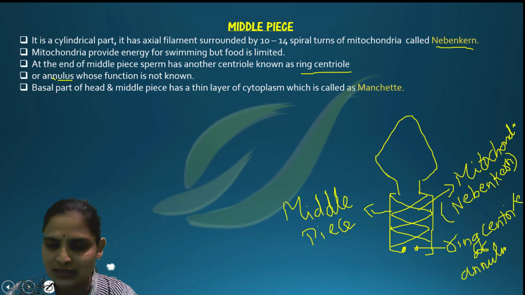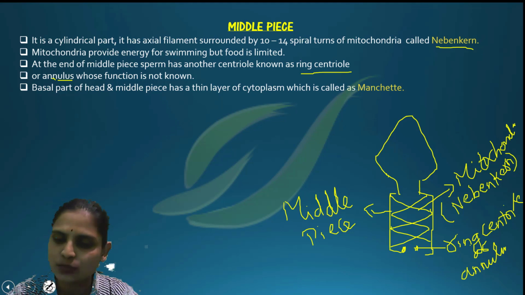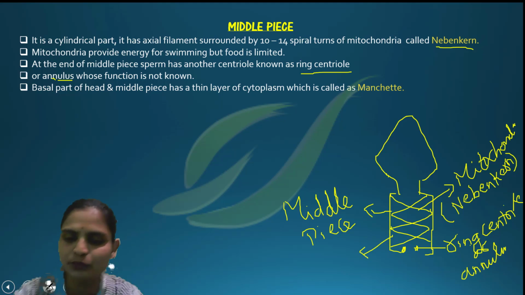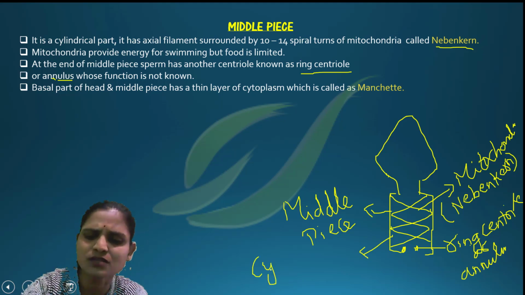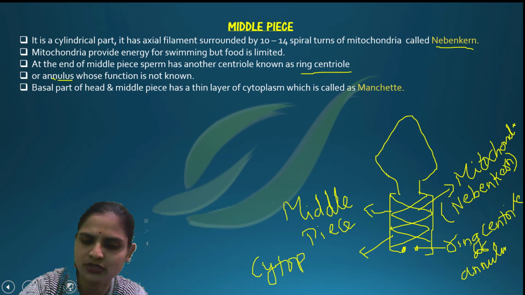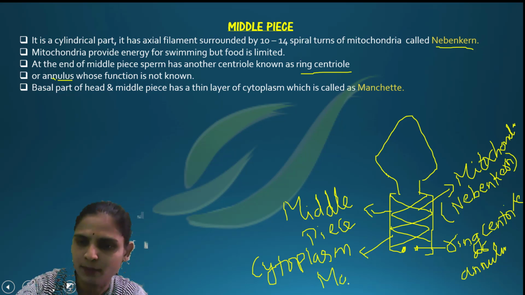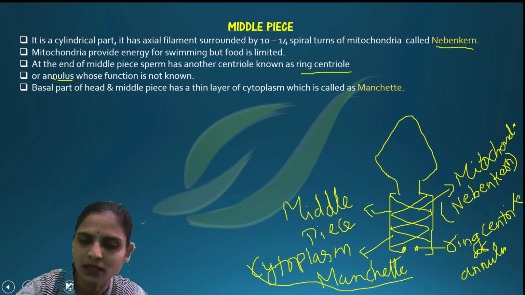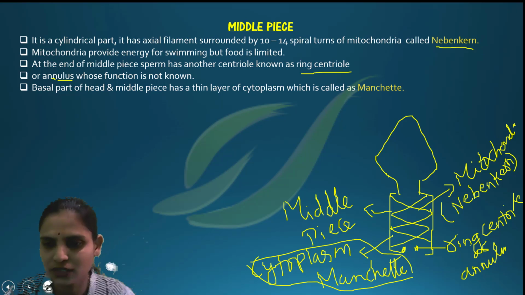A thin cytoplasm will be present at the base of the head as well as in the middle piece. The cytoplasm here is called the manchette. The cytoplasm in the middle piece is called the manchette.